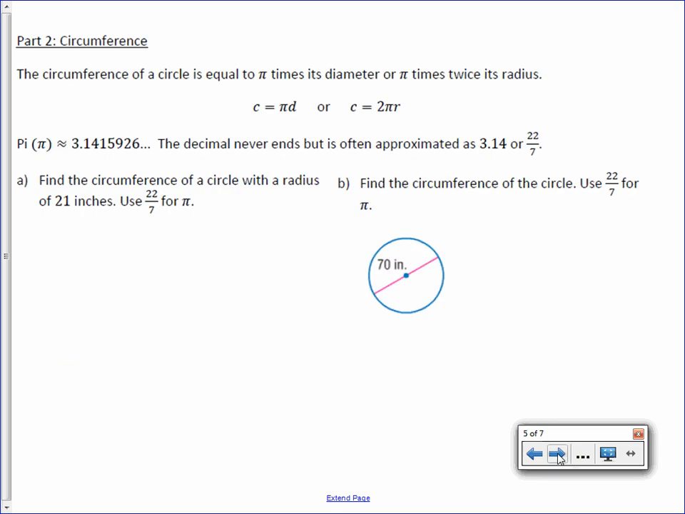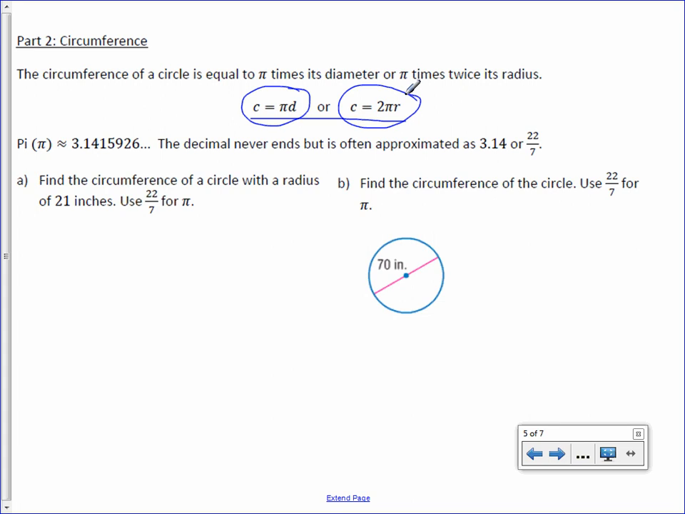Now finding circumference. The circumference of a circle is equal to pi times its diameter, or pi times twice its radius. So you could use either formula depending on what information they give you. If they give you diameter, you're going to use that formula. If they give you radius, you're going to use this formula.